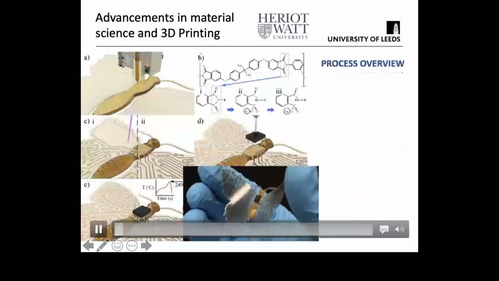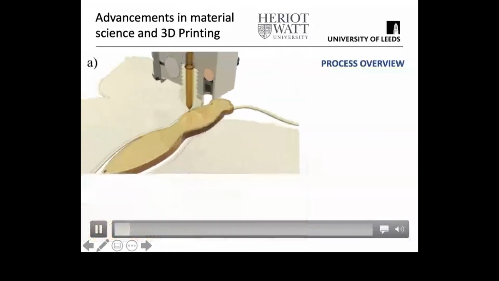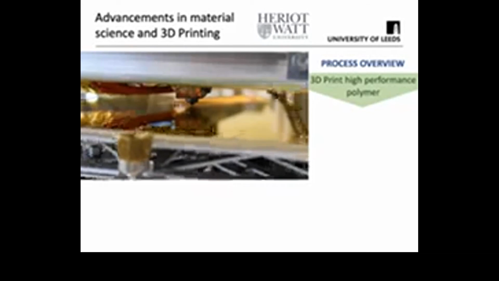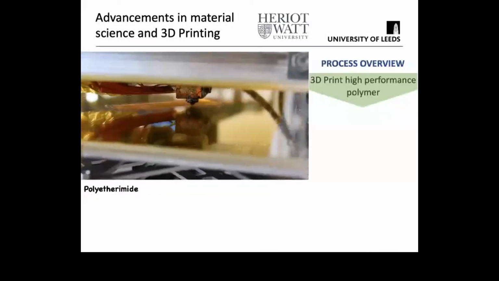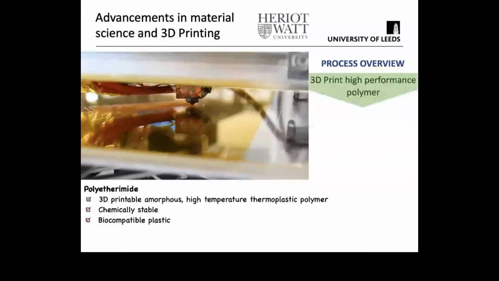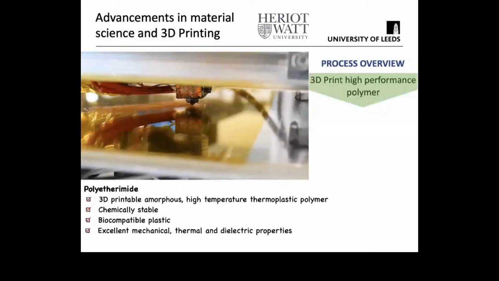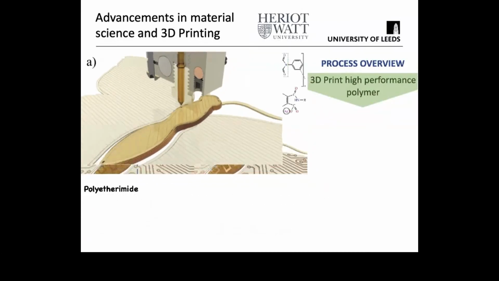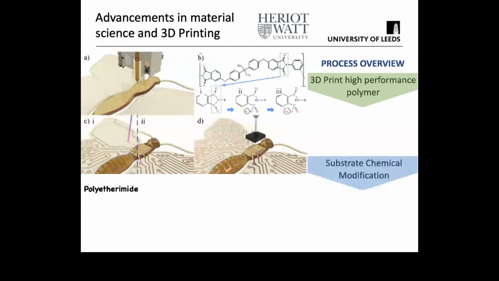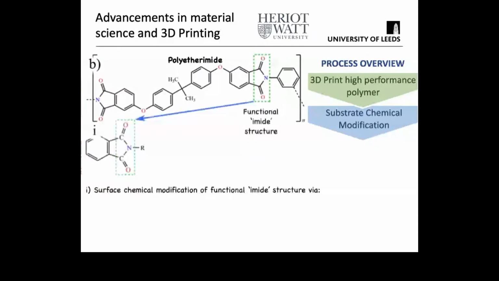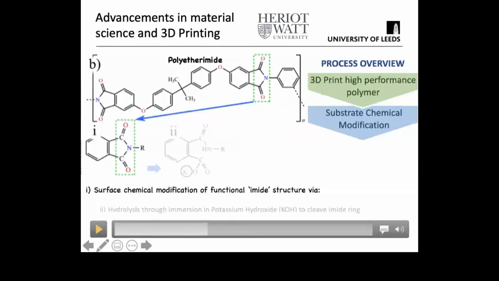Hopefully this video is playing okay. I wanted to give you an overview of the process. Here you can see the fused filament fabrication technique depositing a material called polyetherimide. Polyetherimide is a great material because it's very stable. It can go to high temperatures, and it has great properties for electronic applications. Once we've done the 3D printing of polyetherimide, we then do a chemical modification stage. In our case, we were using simple dipping methods, just in a beaker.